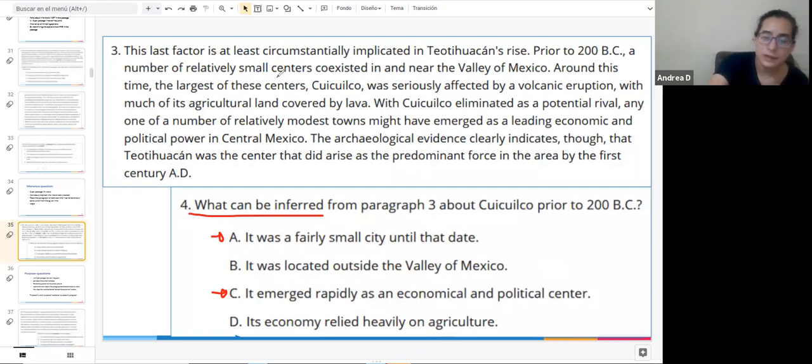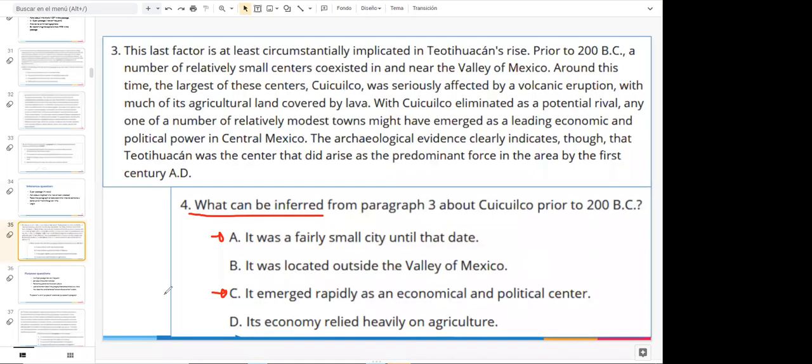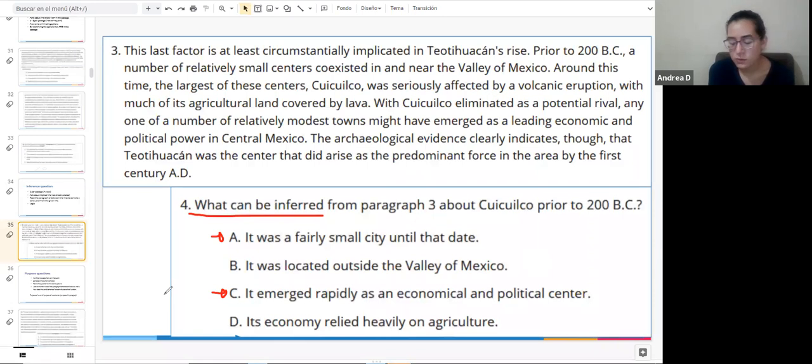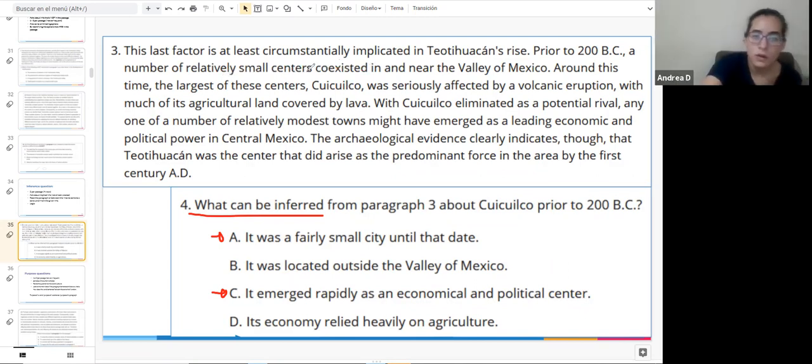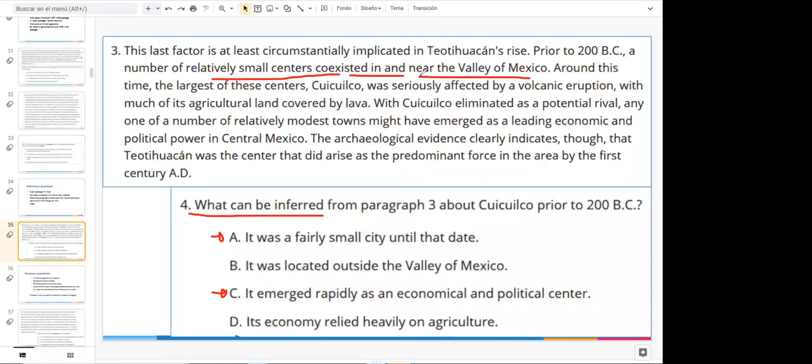So let's read this. Now, Jorge, I think you said A, right? Yes, teacher. Okay, so can you try to explain why A would be the right one? Why do you think A is the one? Because it says a number of relatively small centers coexisted near the Valley of Mexico. Okay, so. Yeah, I think because that, I don't know.